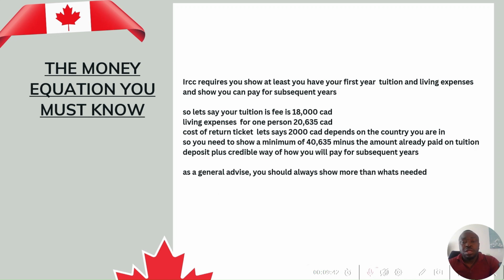So let's do a small analogy. If your tuition fee for the first year is 18,000 Canadian dollars, your living expenses for one person is 20,635 Canadian dollars, and the cost of a return ticket, let's say, is 2,000 Canadian dollars, depending on the country you are in, you need to show a minimum of 40,635 Canadian dollars minus the amount paid on tuition. We recommend that you show more if possible.